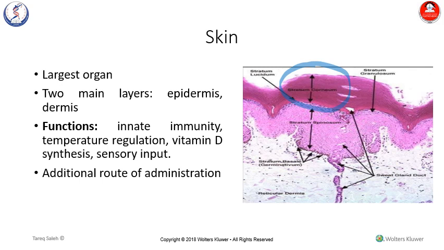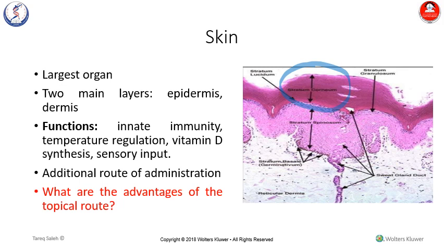In addition to serving all those useful functions, skin also provides an additional route of administration, which is the topical route of administration, where the use of topical agents for the treatment of dermatological disorder is not only convenient, but also minimizes systemic adverse effects. Skin disorders such as acne and dermatitis are among the top reasons of why patients seek medical attention. They are very common diseases.